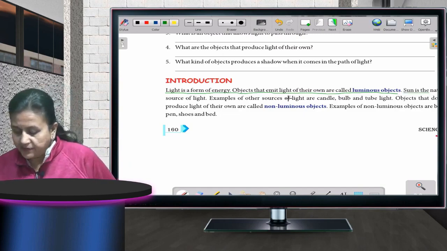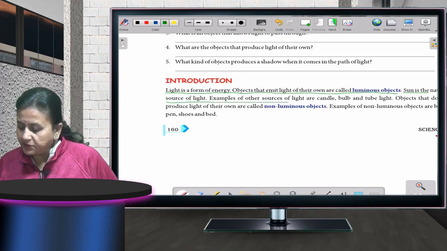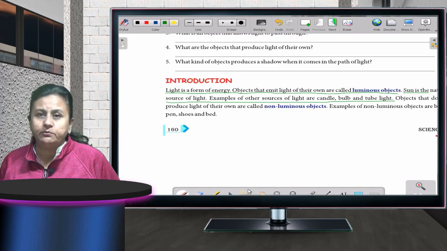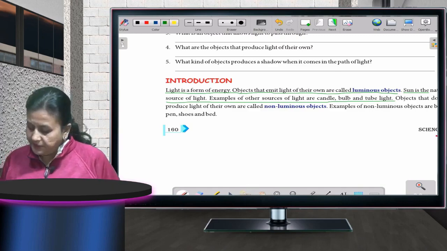So, the sun is a natural source of light. Examples of other sources of light are candle, bulb and tube light. Right now I am standing under a tube light and you are able to see me. In case the light is turned off, you won't be able to see me, children.